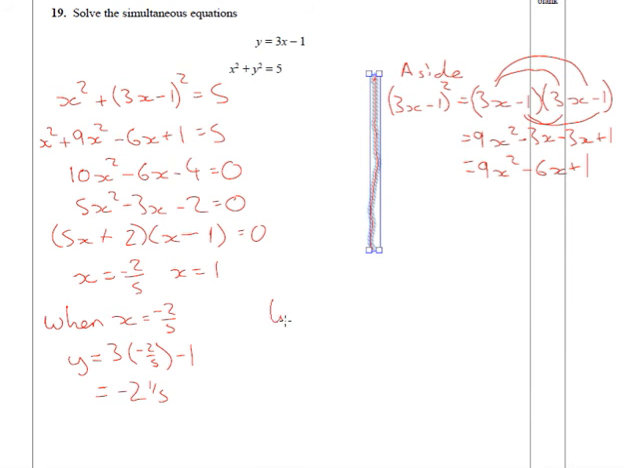And then you also have to do the other x value. So when x equals 1, y equals 3 times 1 minus 1, so y equals 2. And then you've got all the values that you need.